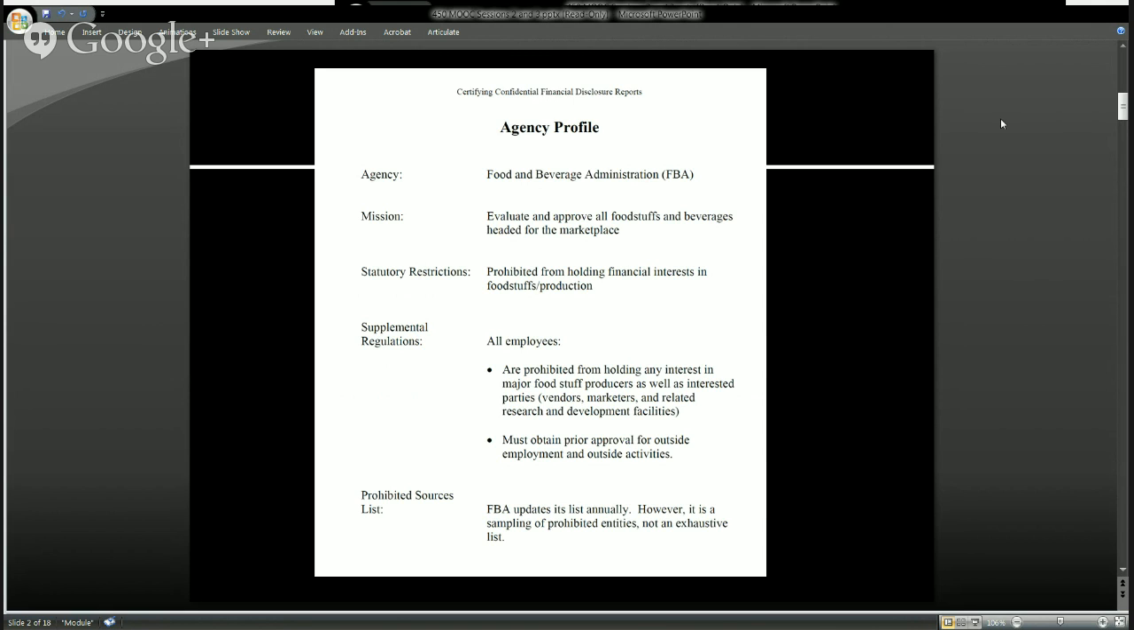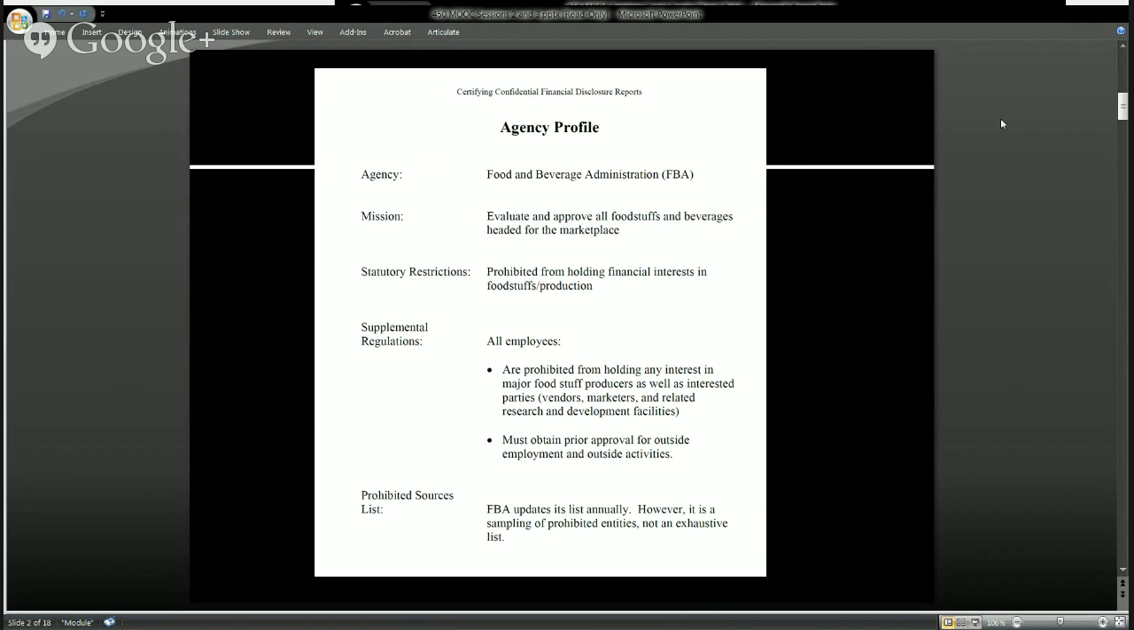So supplemental regulations can be issued by agencies jointly with the Office of Government Ethics. It requires our concurrence and sign-off. But to the extent that an agency finds the employee standards of conduct and government-wide restrictions to be insufficient to manage the potential for conflicts of interest at their agencies, they can impose supplemental regulations, and these must be enacted through a regulation concurred with by OGE.